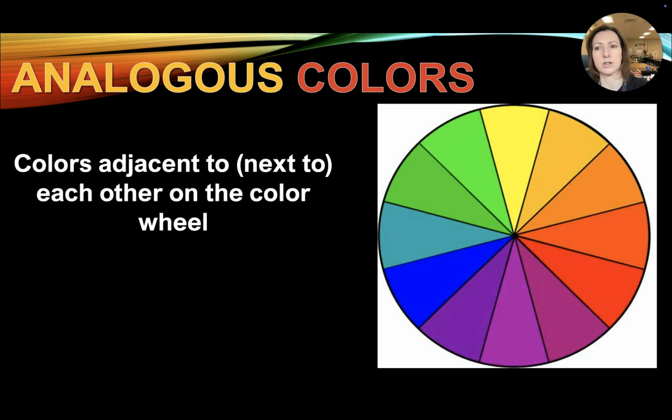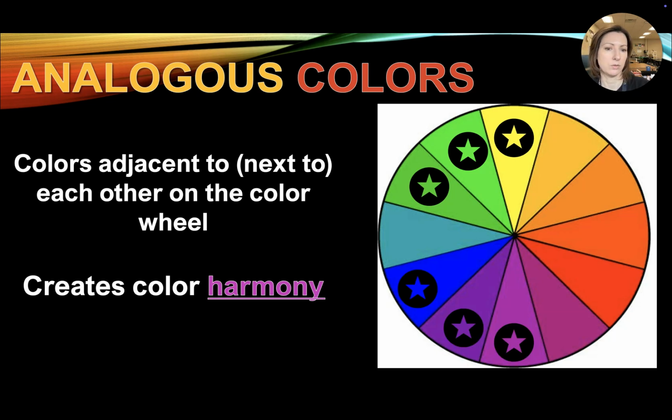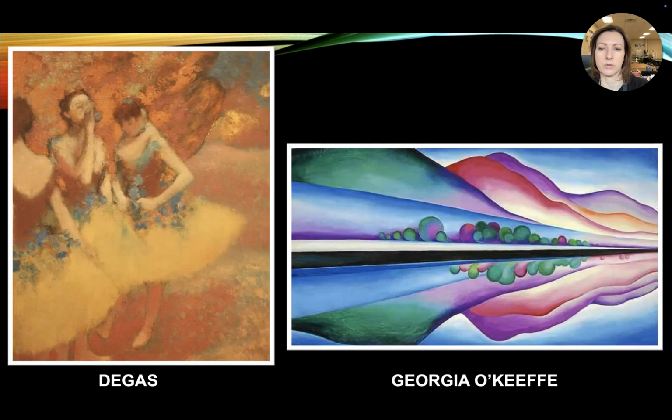Analogous colors are adjacent to, or next door to, each other on the color wheel. So it creates color harmony. So for instance, you have yellow, yellow-green, and green, or blue, blue-violet, and violet. So any combination of colors that are next to each other on the color wheel will work. So here's an example from Degas. There's a yellow-orange, and orange, kind of almost a red.